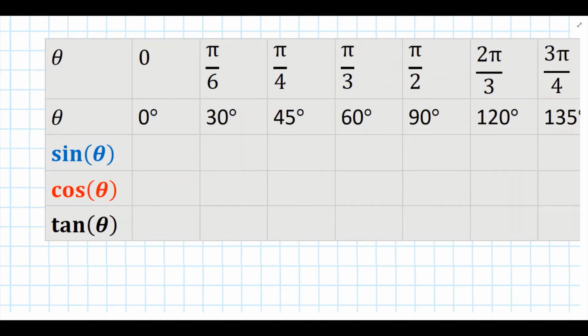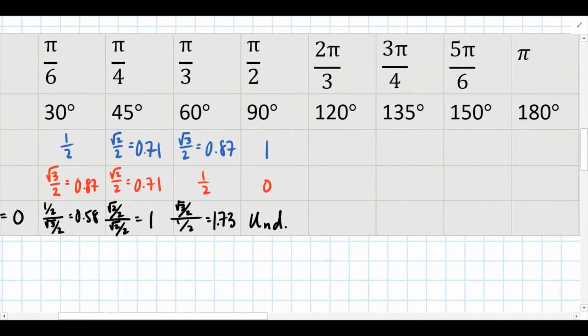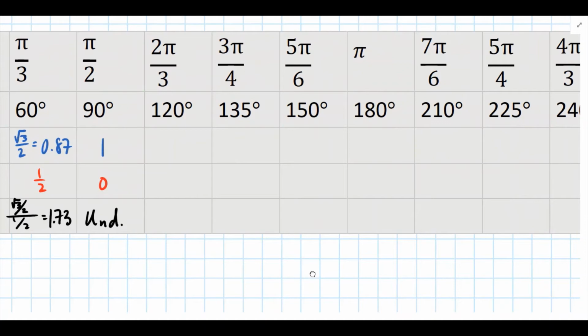Here is a completed section of this table. You can see I indicated the component results from the unit circle, and I showed the decimal equivalent accurate to 2 decimal places. Please pause the video now and complete the rest of the table. Resume playback in a moment to check your work.